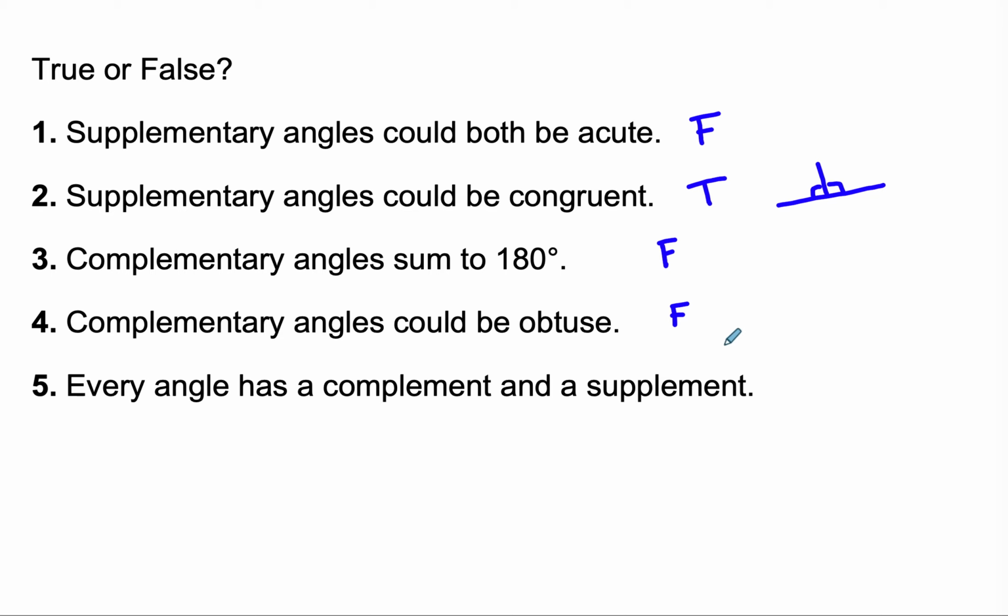And last one, every angle has a complement and a supplement. That one is false. Every angle has an angle that you can add to equal 180 as long as it's smaller than 180. But if you have something that's like an obtuse angle, like 100 degrees, you can't add something to it to get to 90. That would be a negative angle measure. So no, not everything has a complement and a supplement. If it's already bigger than 90 degrees, it can't have a complement.